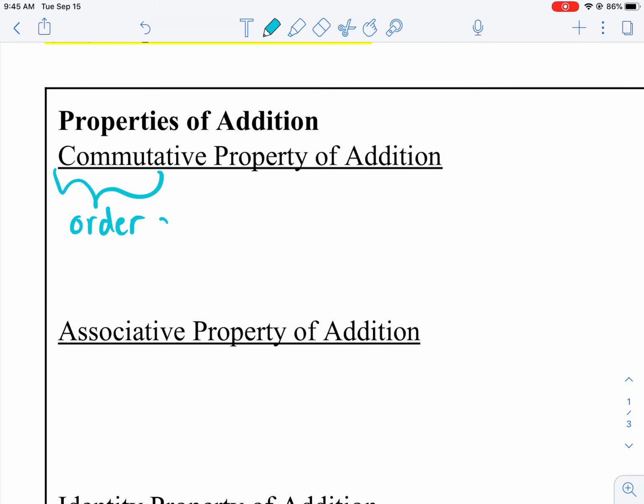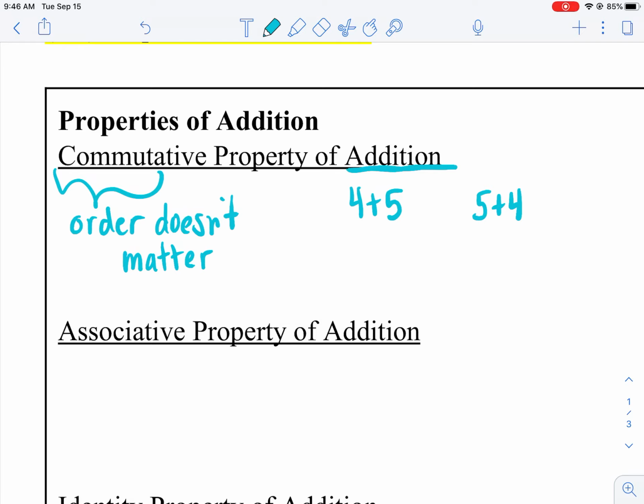We will still get the same answer. And so, for example, we're talking about addition. So I'm going to say 4 plus 5. And what this property tells us is that 4 plus 5 is 9, and the order doesn't matter. So if I said 5 plus 4, we will still get 9. So the commutative property tells us if we rearrange the numbers, it's still going to give us the same answer because 4 plus 5 equals 9, and 5 plus 4 equals 9, and so we still get the same answer.